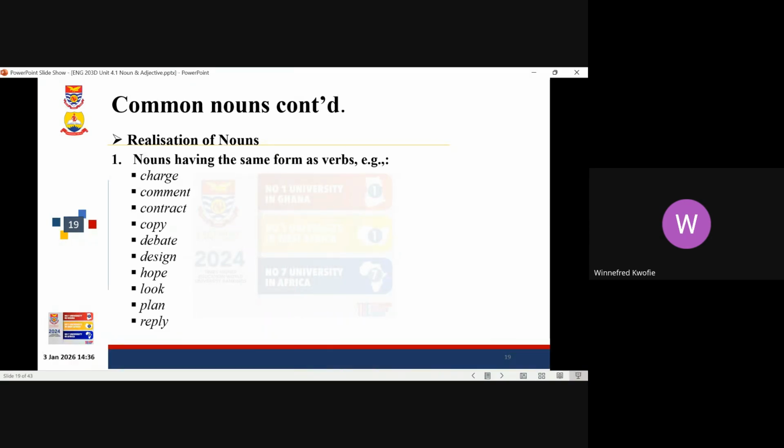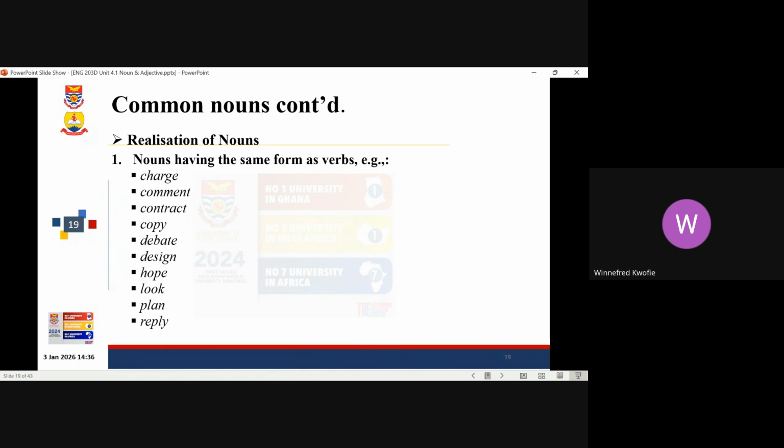So there are some nouns that will have the same form as verbs. Unless they are used in context, you wouldn't know whether they are nouns or verbs. When you take the first example, charge. If I say, "Charge my phone for me," it's obviously a verb.